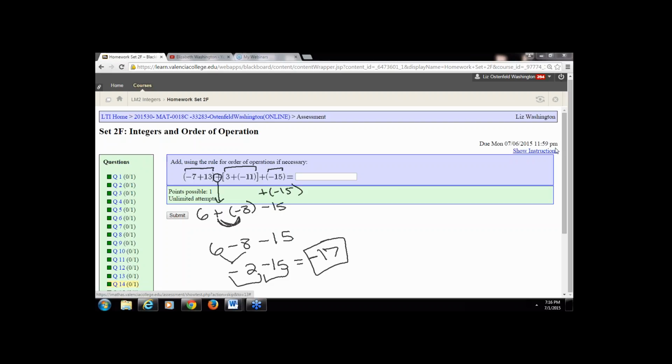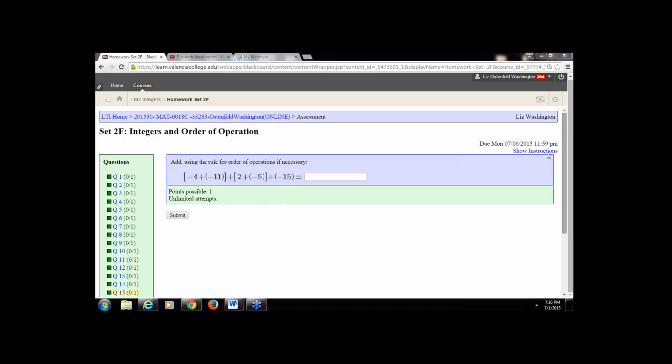All right. Let's see what number 15 looks like. It's a pretty similar problem. So let's go ahead and work this one too. So again, two sets of brackets. I can pretty much do them simultaneously. A negative 4 plus a negative 11. Am I going to add or subtract these? I'm going to add them. Very good. And I'm going to get negative 15 plus 2 plus a negative 5, which is really 2 minus 5, is going to give me a minus 3. And I'm just going to bring down that negative 15 again.